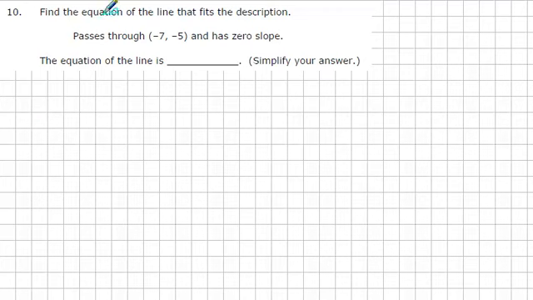Let me go ahead and illustrate the geometric approach first. What we'll do is we'll first of all plot the point -7, -5, and then we'll draw a line through that point that has 0 slope. So first of all, go ahead and sketch the x and y axes. The x-axis is horizontal. The y-axis is vertical.